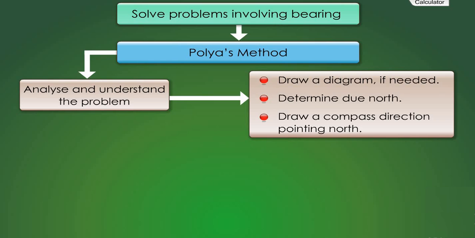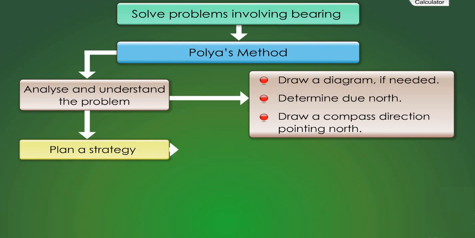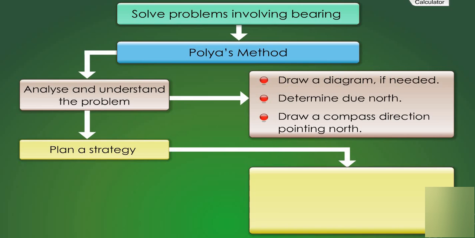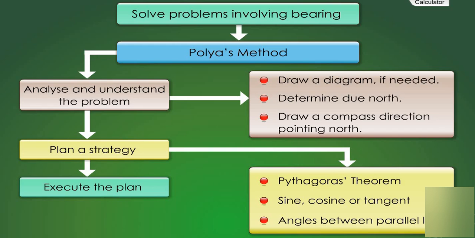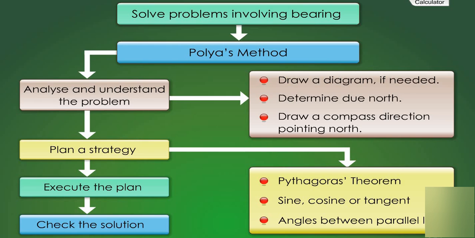If the question asked for the bearing of a point from another point, then draw a compass direction pointing north from the latter point. Second, plan a strategy and decide if the calculations involve the Pythagoras' theorem, or the trigonometric functions, or both. It may also involve some characteristics of angles between two parallel lines. Third, execute the plan and find the solution. Finally, check the solutions to make sure that they are correct.